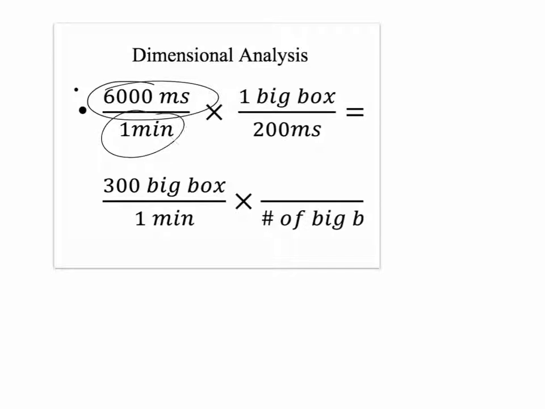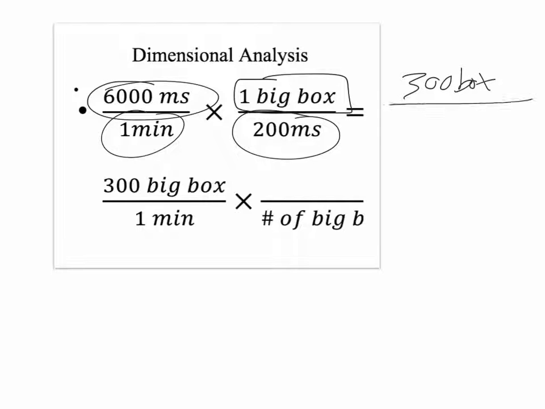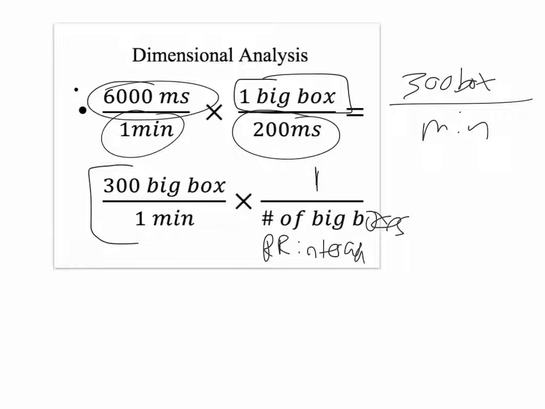So I have 60,000 milliseconds per minute, and I multiply that by, so I know that I have one big box for every 200 milliseconds. So what I can figure out from that is that I have 300 big boxes per minute. So if I take that 300 boxes per minute and I multiply that by one beat over the number of big boxes in an RR interval.